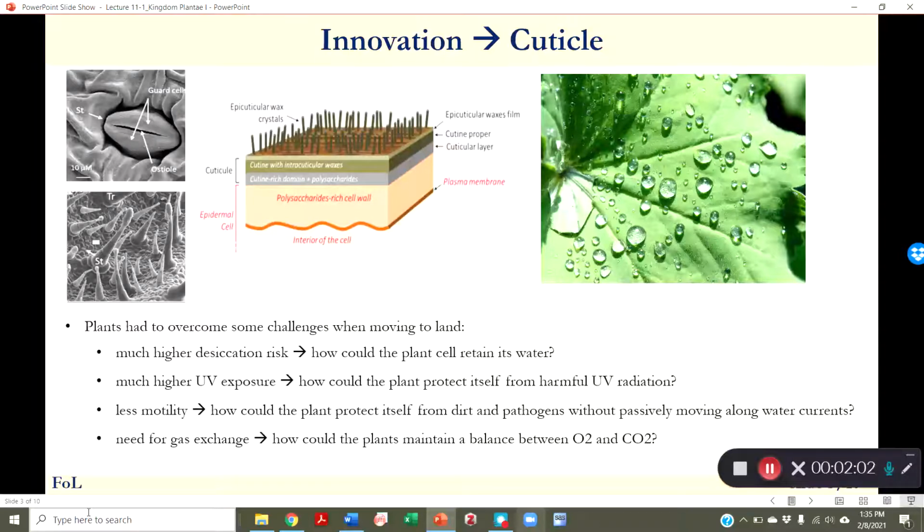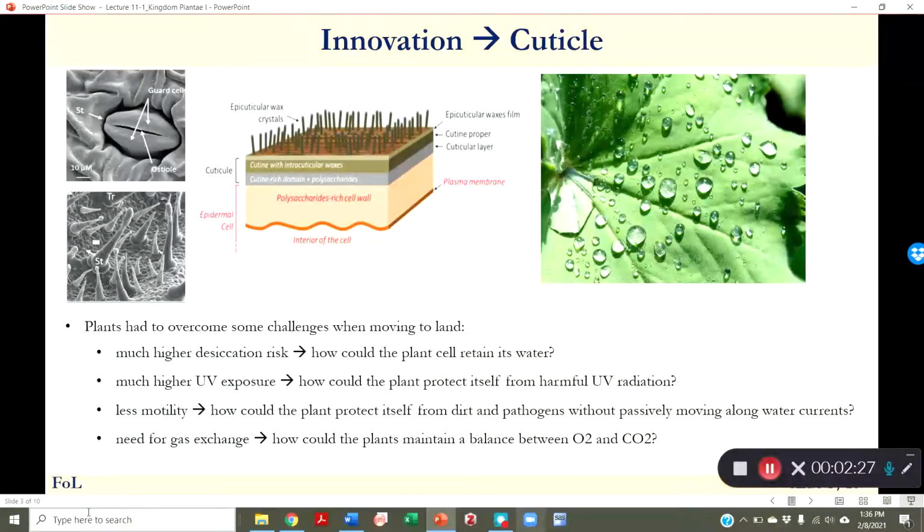Living on land led to a much higher desiccation risk, meaning they could dry out really easily. So how could the plant maintain water in its cell without being in water? It also had much higher UV exposure. So being on land and exposed to more light, how could the plant protect itself from harmful UV radiation?